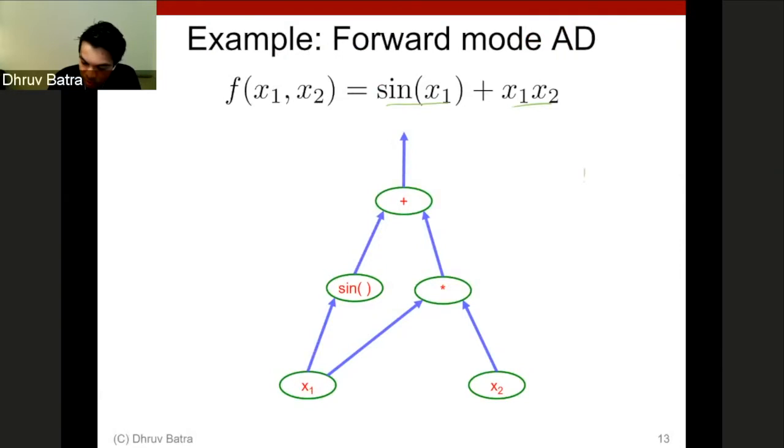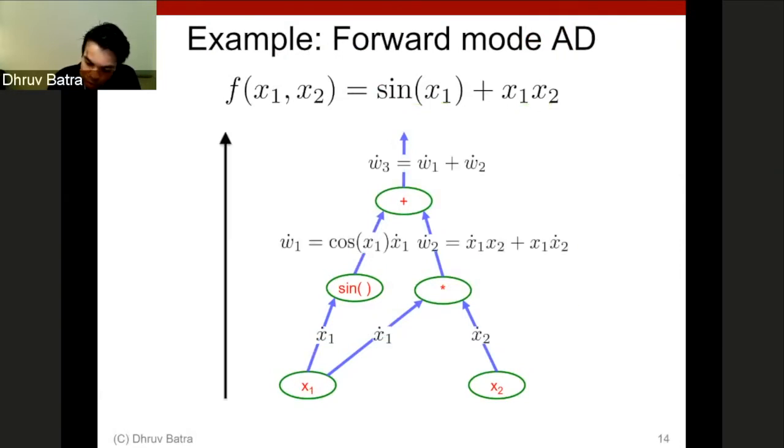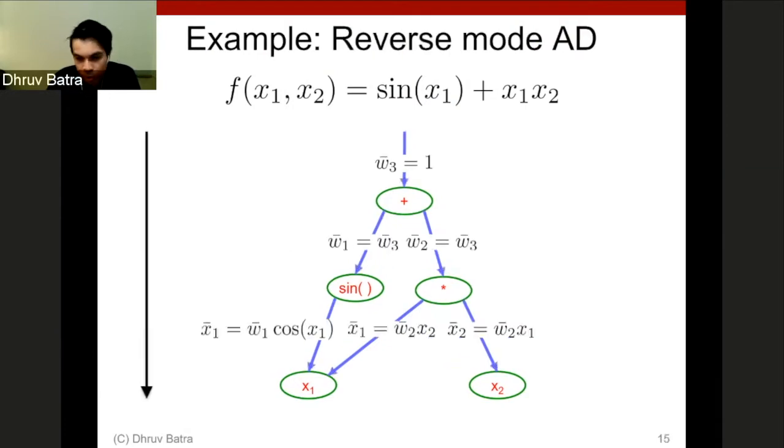We ran through an example of sin x plus x1, x2. We constructed the computational flow graph, and we showed you what forward mode automatic differentiation would look like on this graph. And we also showed you what reverse mode automatic differentiation would look like on this computational flow graph. And this is what you'll need to do a lot of in the homework as well. We're asking you to do some of this by hand.